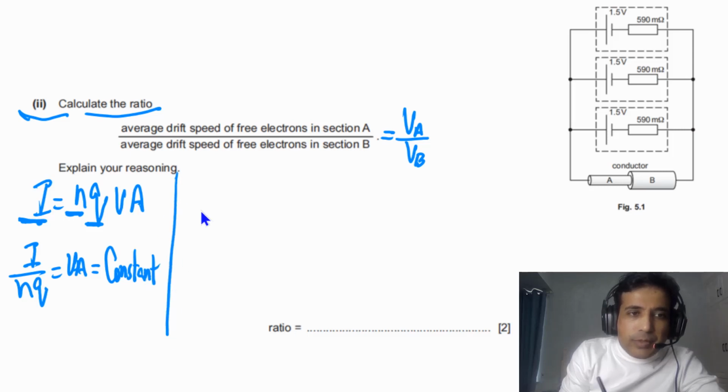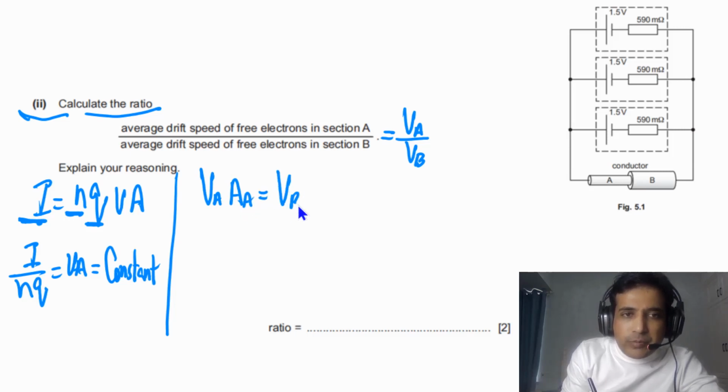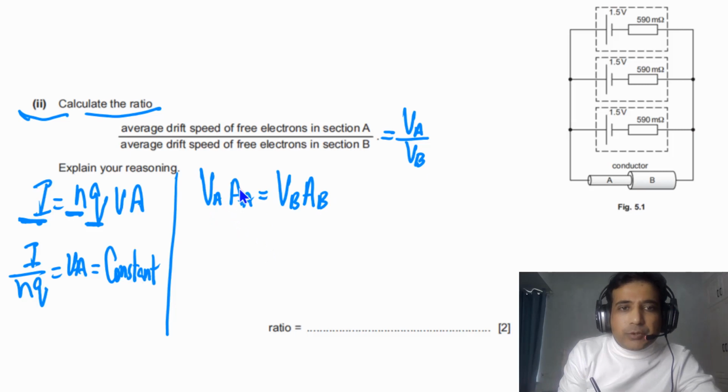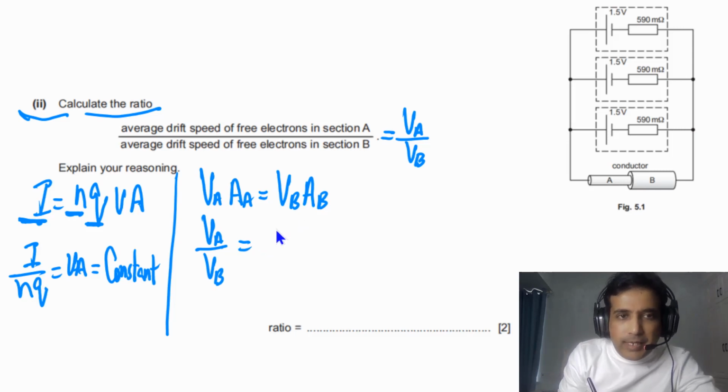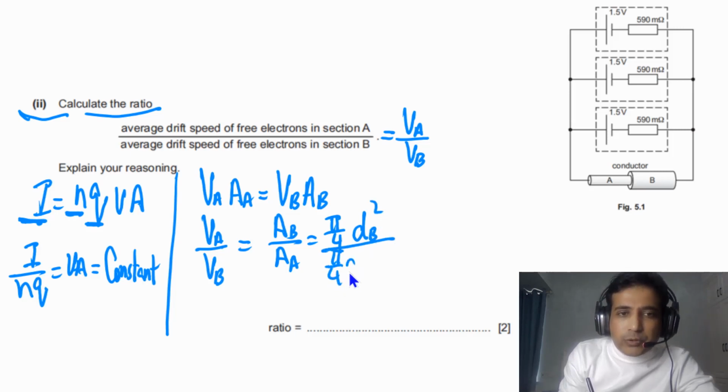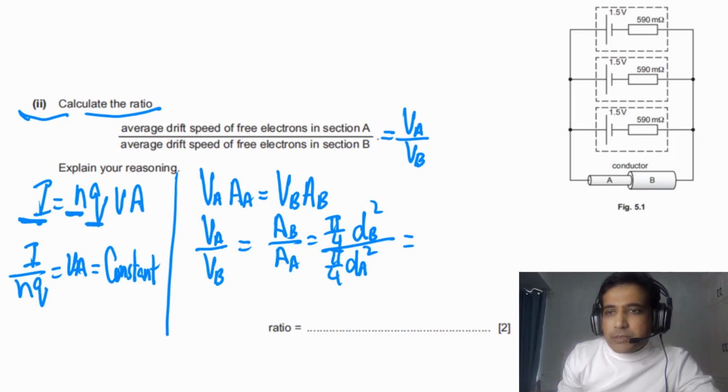Now we can write down VA times AA. This one has to be equal to VB times AB. So we need to find the ratio between VA and VB so we can rearrange. So here we will get AB divided by AA. So we can write down in form of diameter because diameter is given. So pi by 4 dB square divided by pi by 4 dA square. So in this case, pi by 4 will be cancelled.